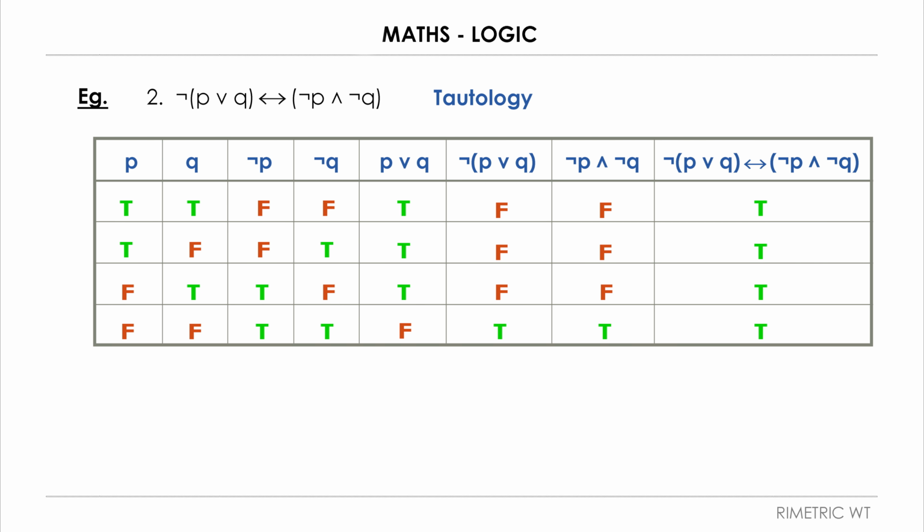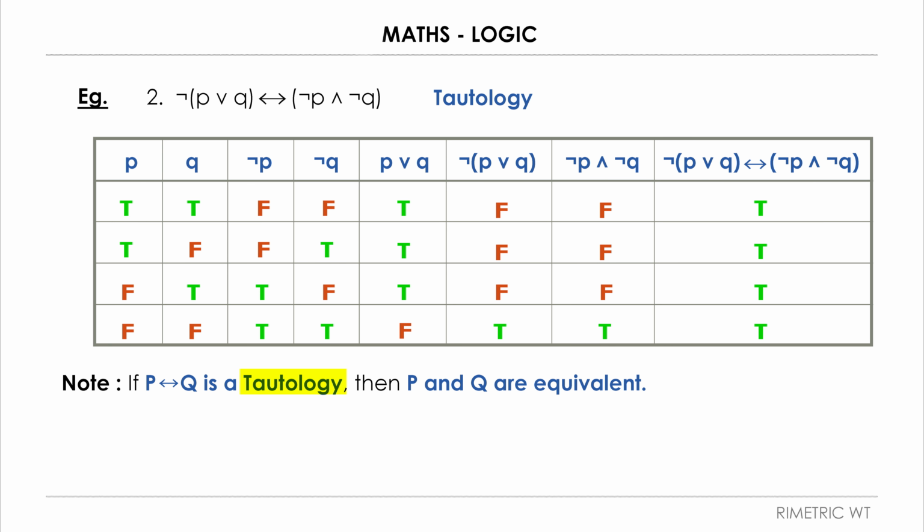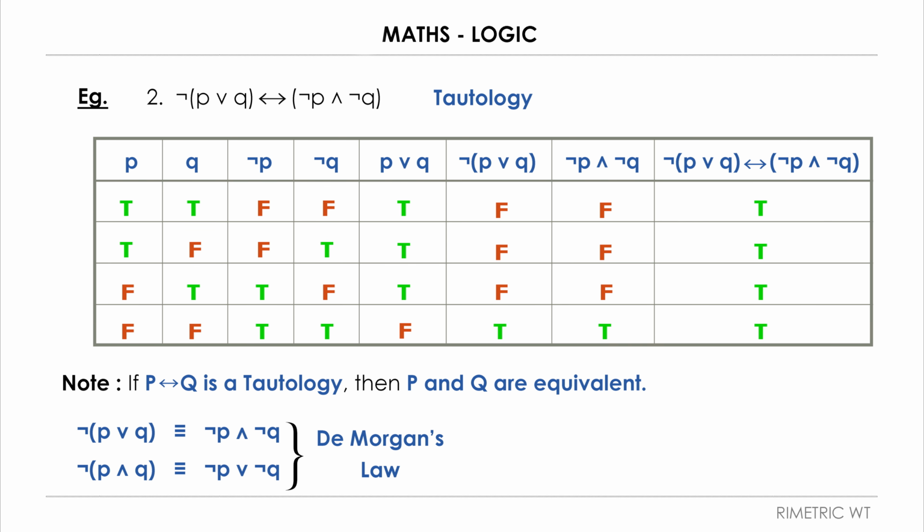Here, we can note a logical property: when 2 compound propositions joined by implication form a tautology, then the 2 propositions are said to be equivalent, meaning they have similar truth values for all possible truth value combinations. As we can see from the truth values, the 2 compound propositions, negation of P or Q and negation of P and negation of Q, have similar truth values in all 4 possible combinations. Therefore, they are said to be equivalent, and this is called De Morgan's law, as shown on the screen. So, since these propositions are equivalent, then the implication among them will always be a tautology, as we've seen in the example.